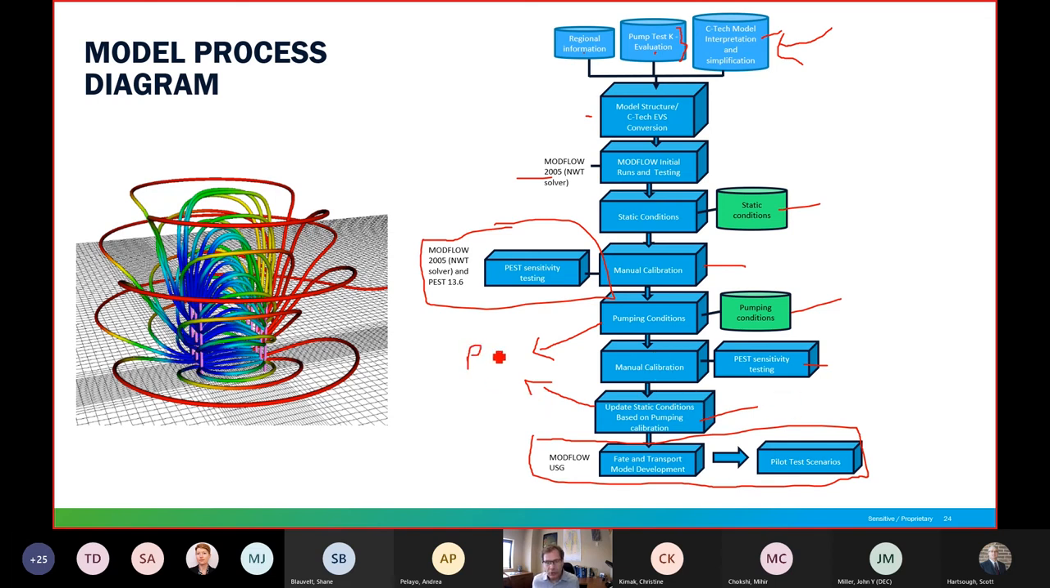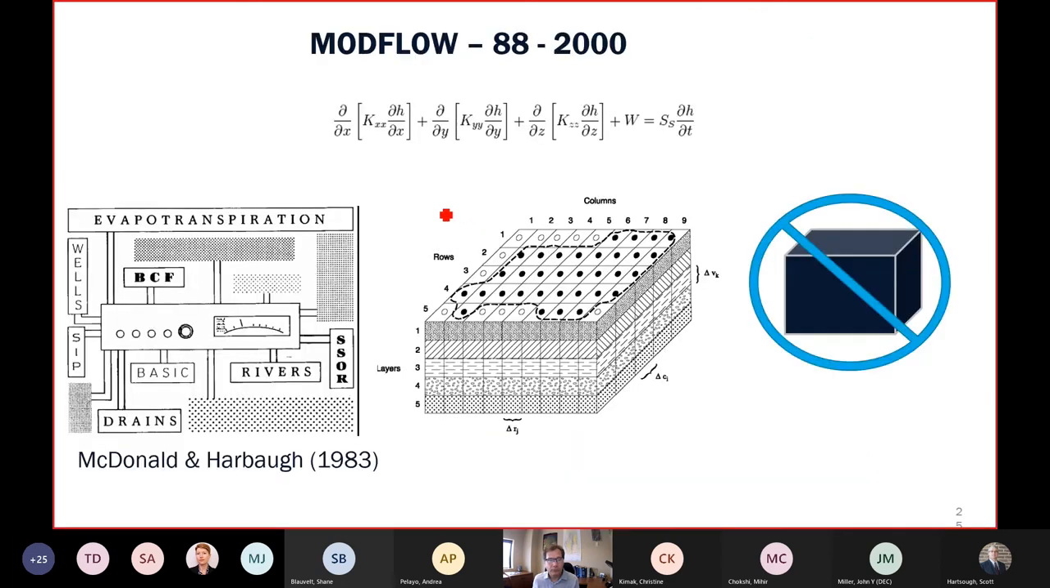So this would be our pilot testing over here. We might not need the fate and transport model development, but as I'll show today with arsenic and sulfate injection, it's important to think about fate and transport.